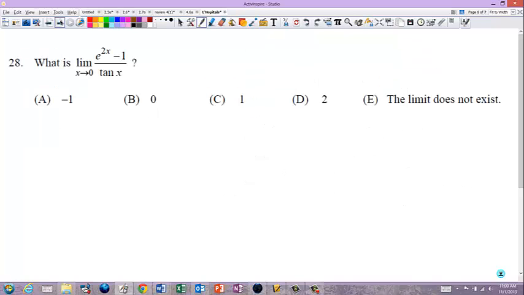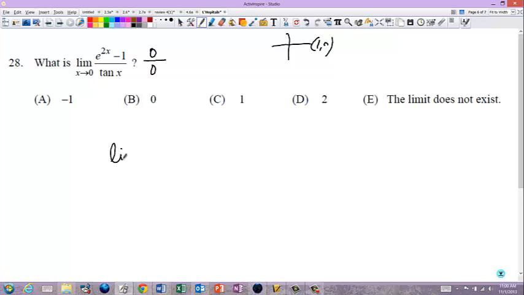Take a minute and try this one with L'Hopital's Rule. See what you get. Pause. Unpause. If I fill in 0, I get 1 minus 1 is 0 over tan of 0 is 0. So 0 over 0. So it's indeterminate.